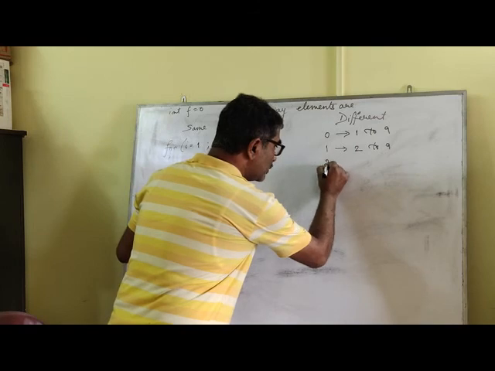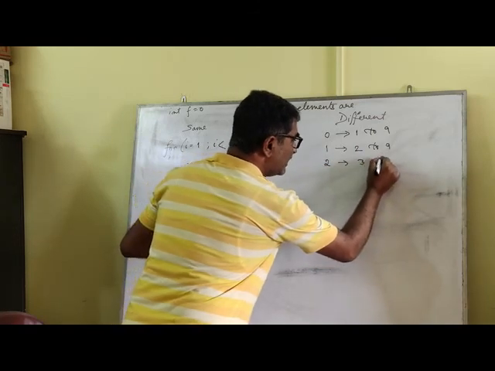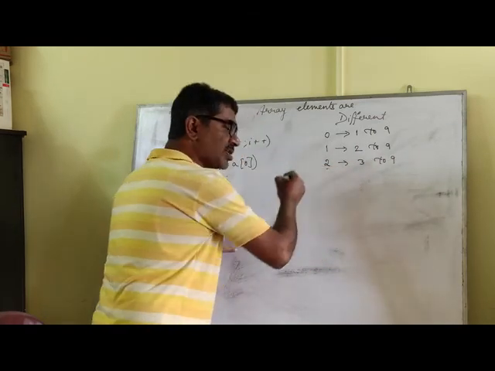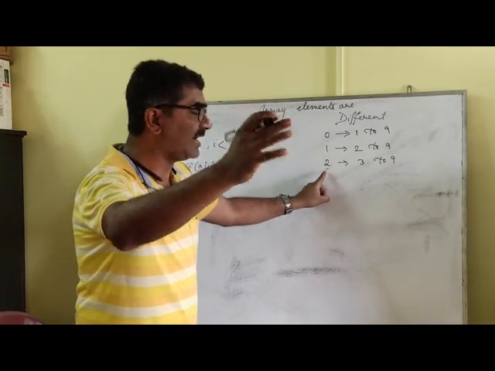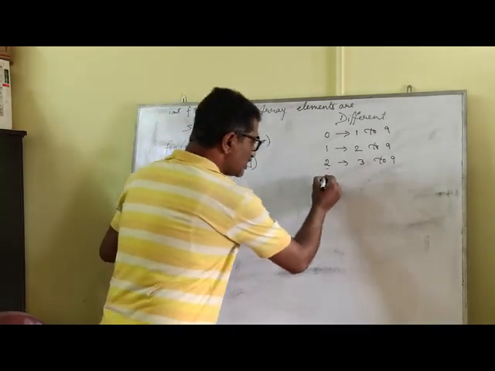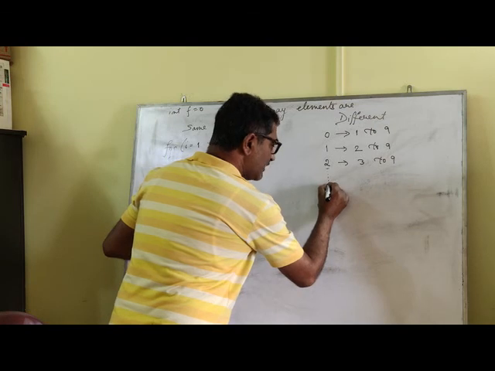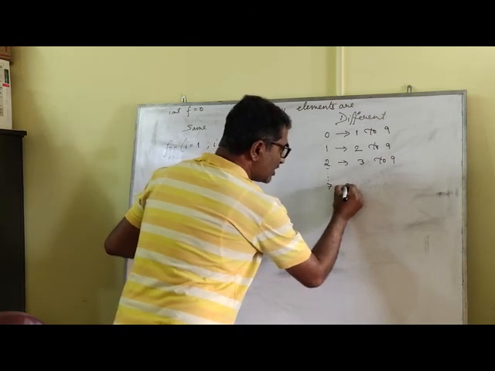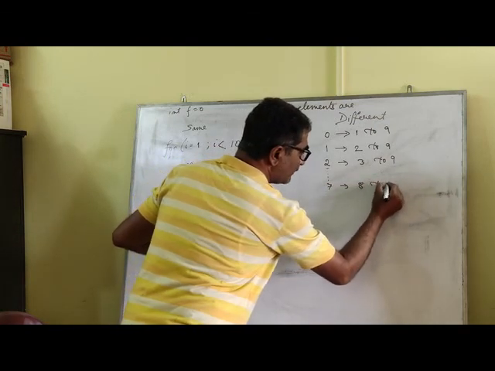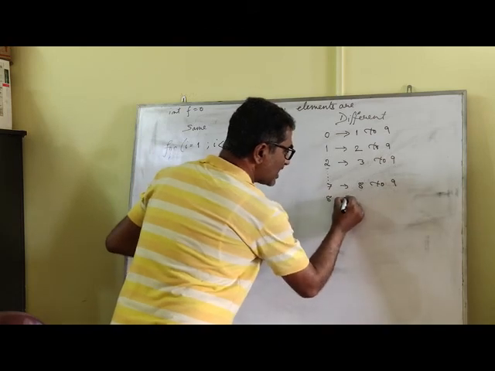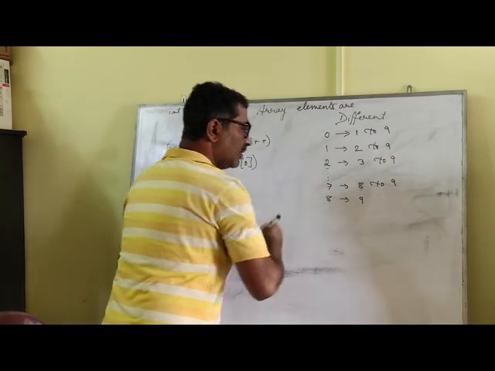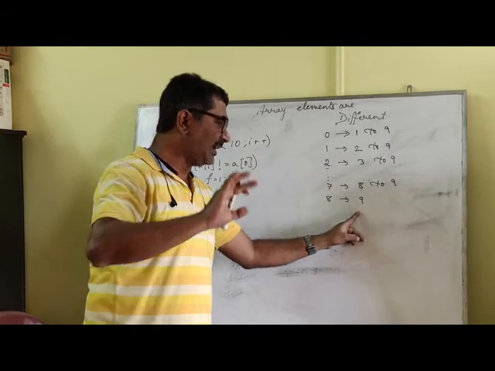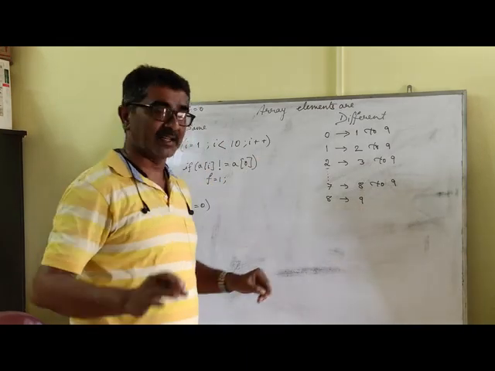So next, 2 should be checked from 3 to 9. That means whatever you are going to check, it should be beyond that particular index till the last index. So like that will go. So when it is 7, it should be checked from 8 to 9. And 8 should be checked not from, but only the element at the 9th index.